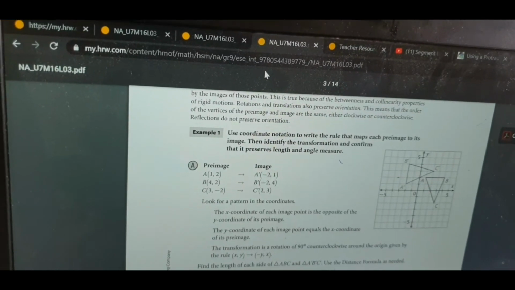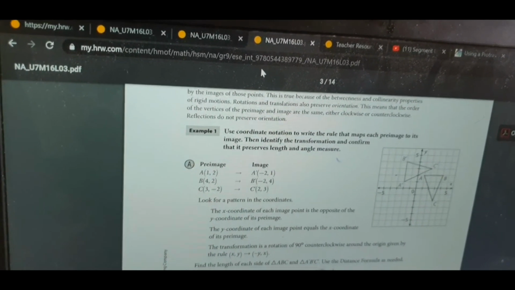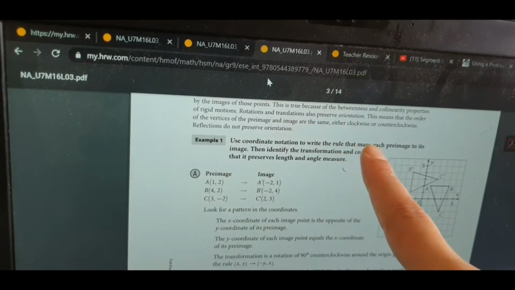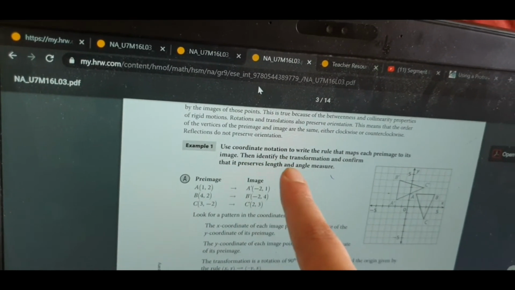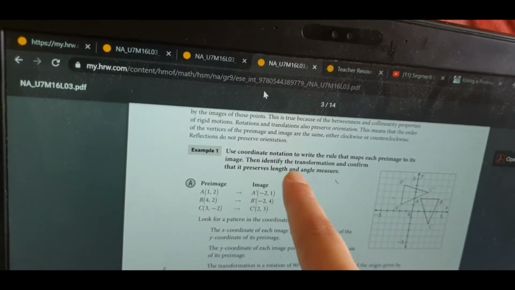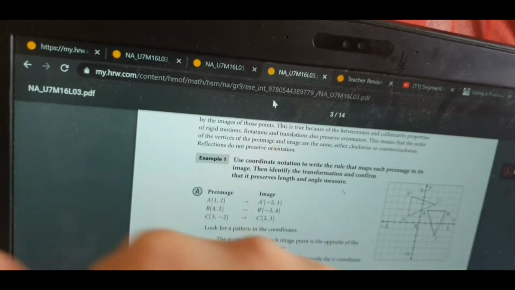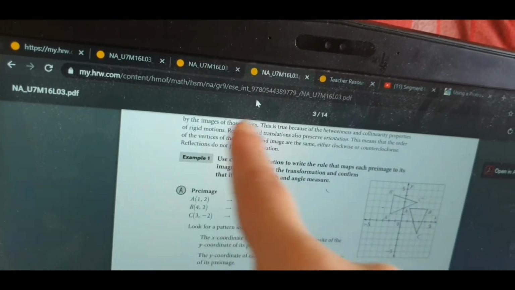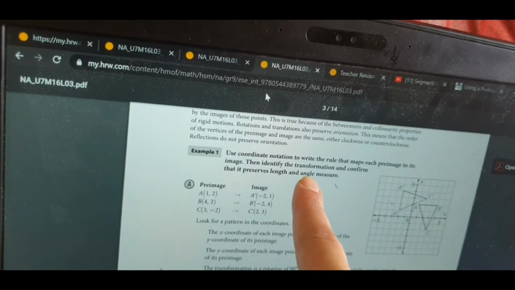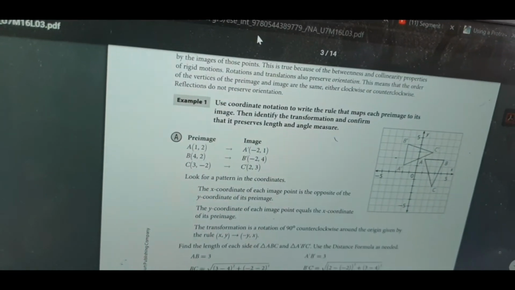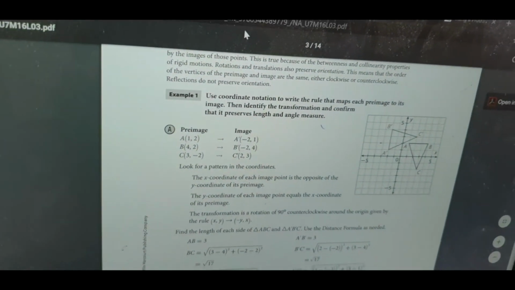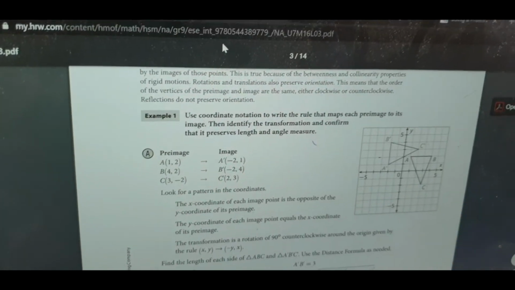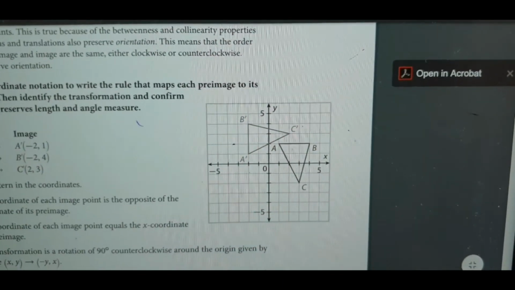After understanding the transformation and identifying the transformation, I need to confirm that it preserves length and angle measures. Length, we are going to use the distance formula that we learned yesterday. What about angle measures? You are going to be using the protractor for this. Anyway, let's see the first example. Example A. This is what the question will be like.